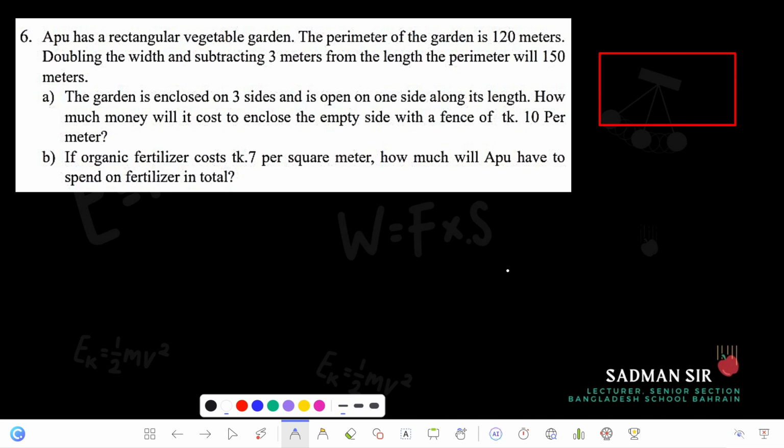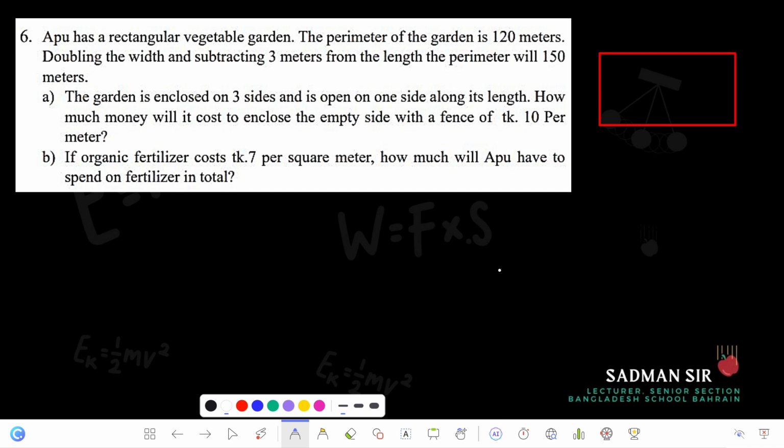Okay. So doubling the width and subtracting 3 meters from the length, the perimeter will be 150 meters. The garden is enclosed on 3 sides and is open on one side along its length. How much money will it cost to enclose the empty side with a fence of taka 10 per meter? That is the first question.